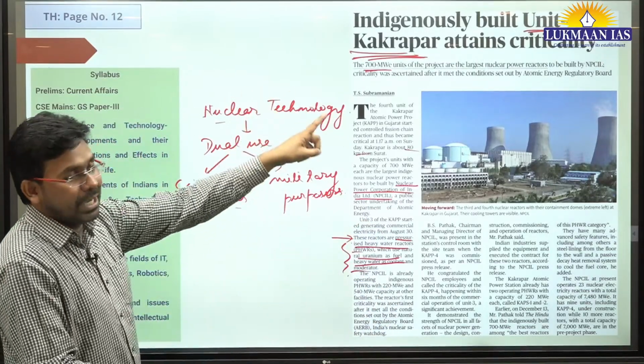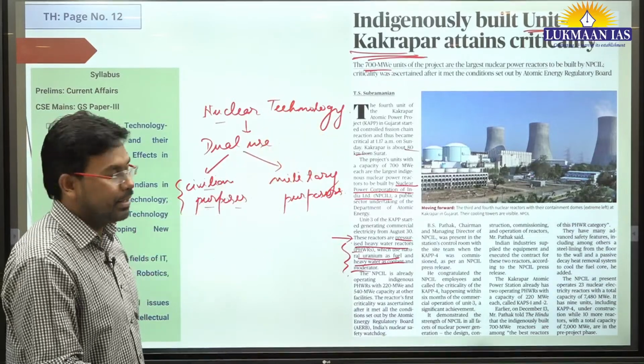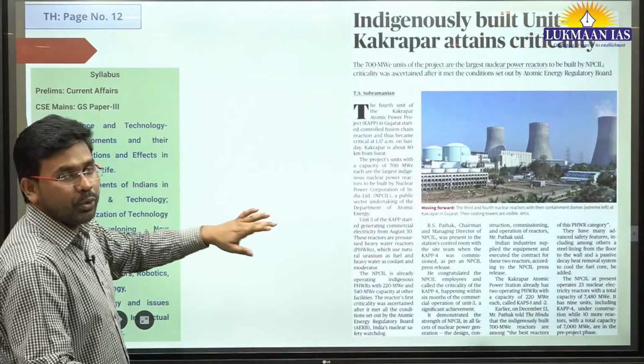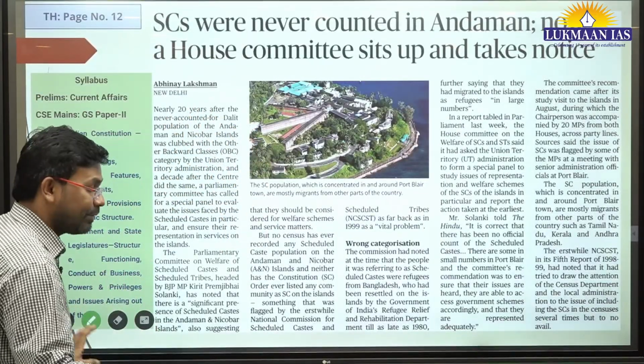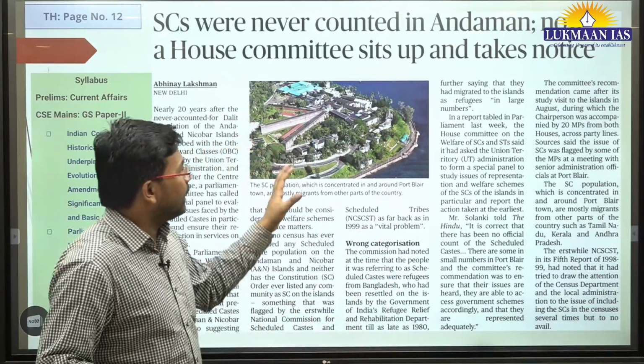So this is another unit of nuclear power station in Kakrapar. Kakrapar was already operational, but only units 1 and 2 were. The third became operational very recently, and the 4th has been made operational in a day or 2. Then we have another article.